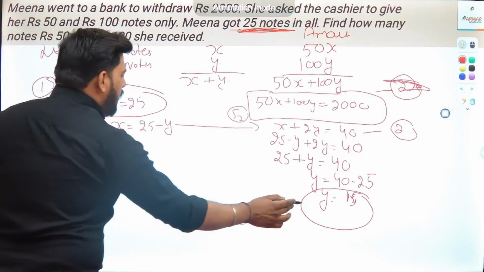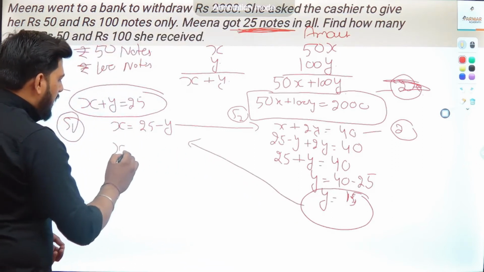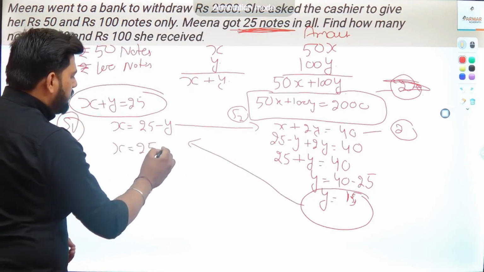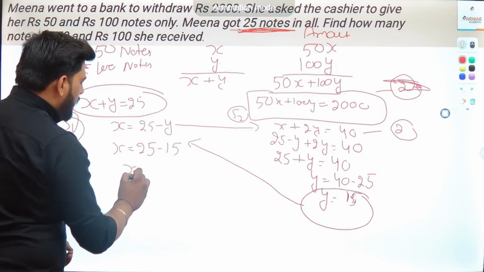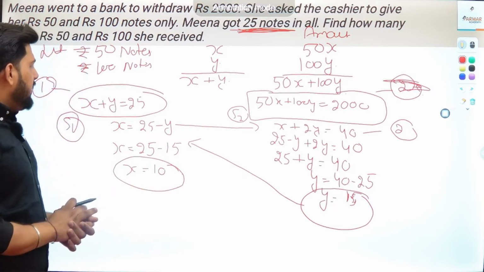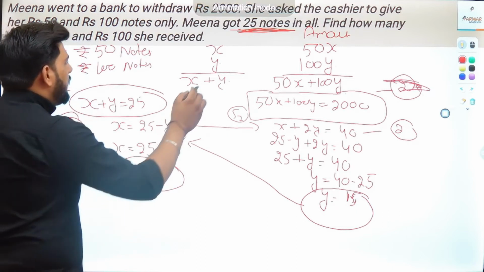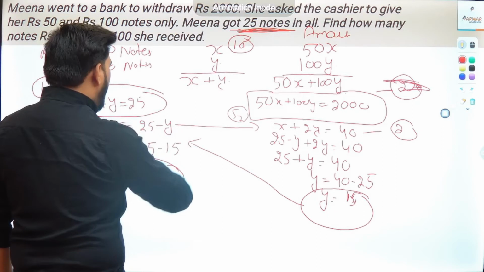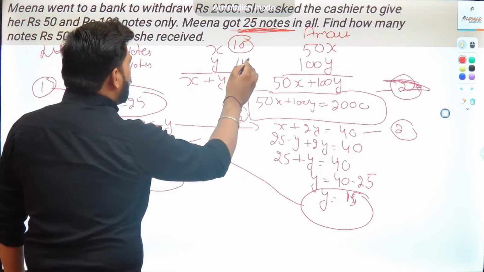So the value of Y is 15. Now put that value of Y here. X is equal to 25 minus 15. X is equal to 10. So what does this mean? This means that she got 10 notes of rupees 50 and 15 notes of rupees 100.